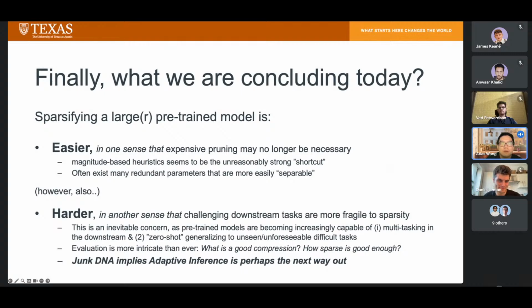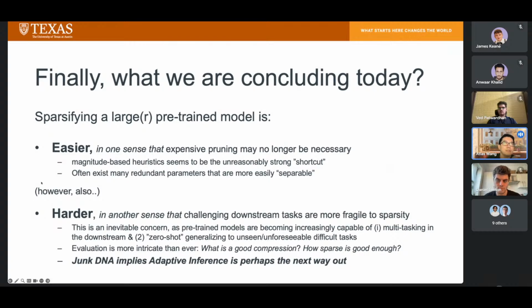So the message of this talk is, sparsity in larger pre-trained models is easier in one sense. That is, expensive pruning may no longer be that necessary compared to the simplest options. Magnitude-based heuristics seem to be an unreasonably strong baseline and a shortcut. And that tells us that when the model becomes really large, the parameter space seems to have a high redundancy. This is known to us. But this high redundancy also becomes more easily separable by simple signals, as simple as the weight magnitude. You can use weight magnitude to separate important and unimportant parameters to an extent, and within that extent it is almost as effective as other more expensive signals. So this is an unknown message before I did the experiments.